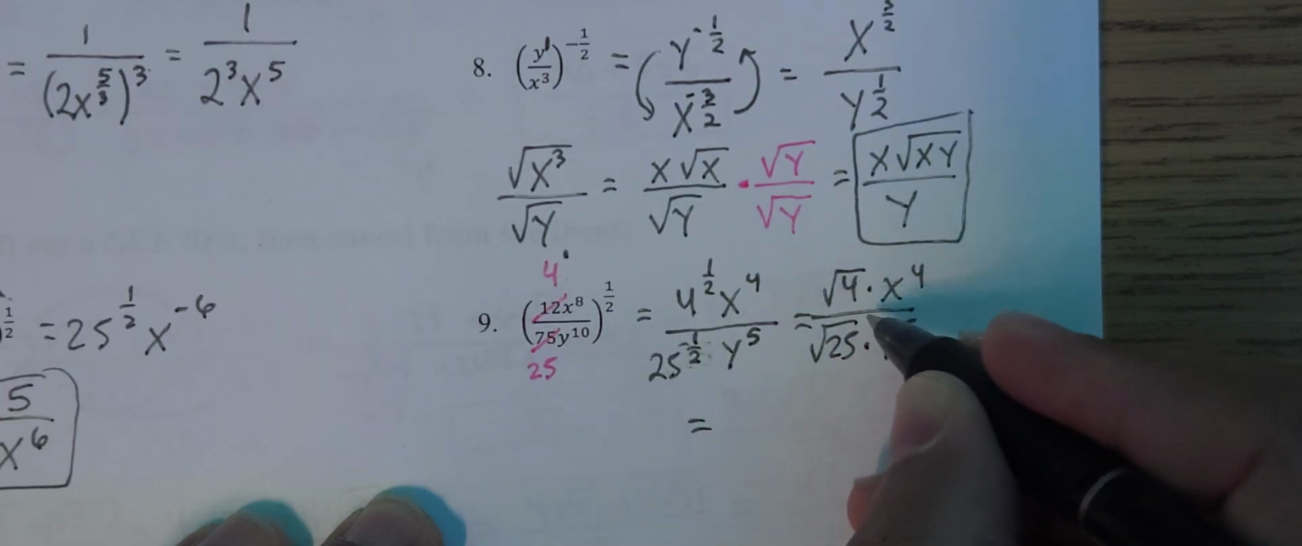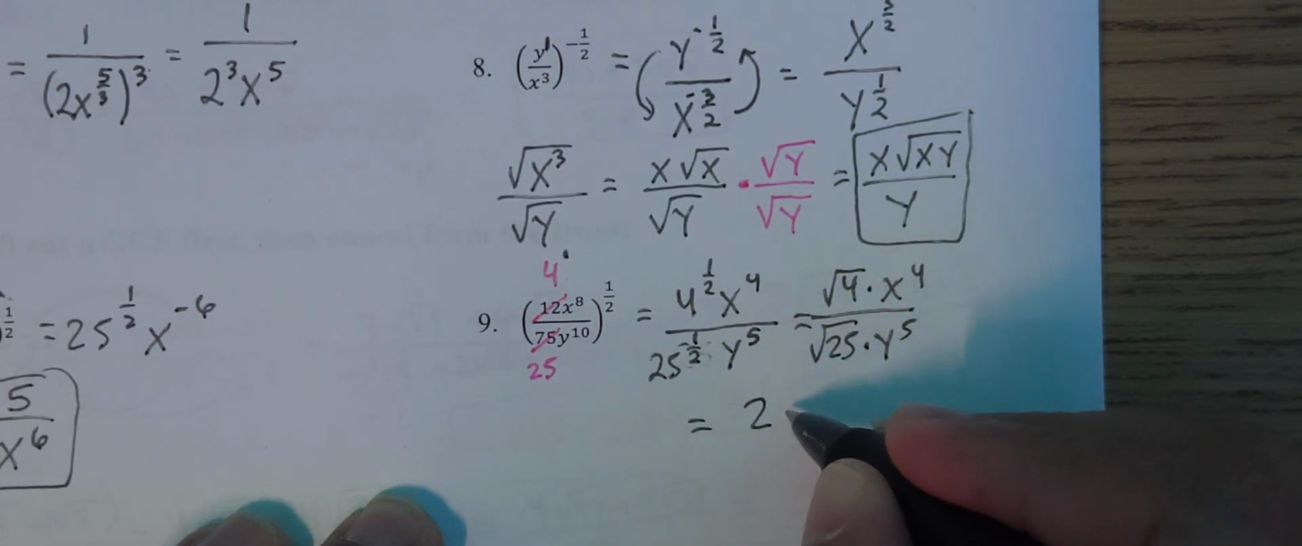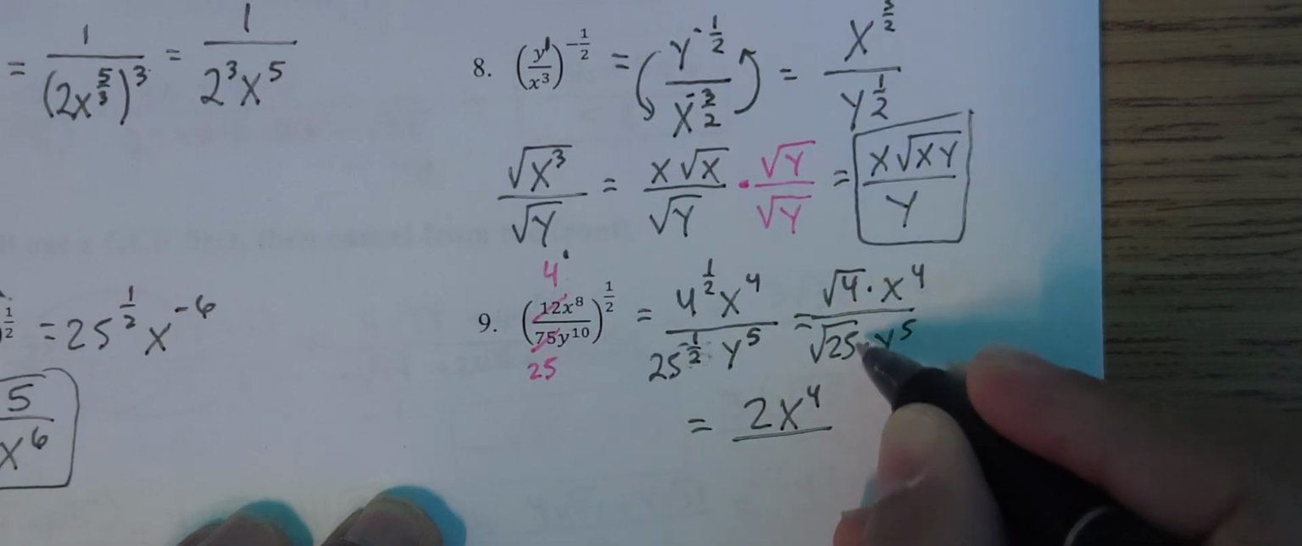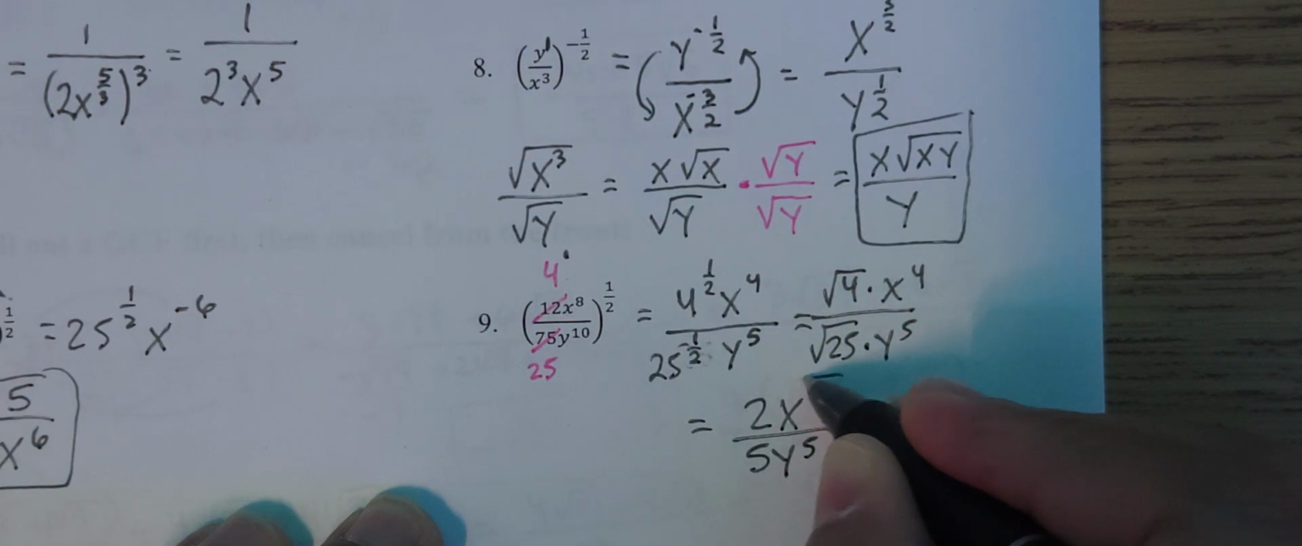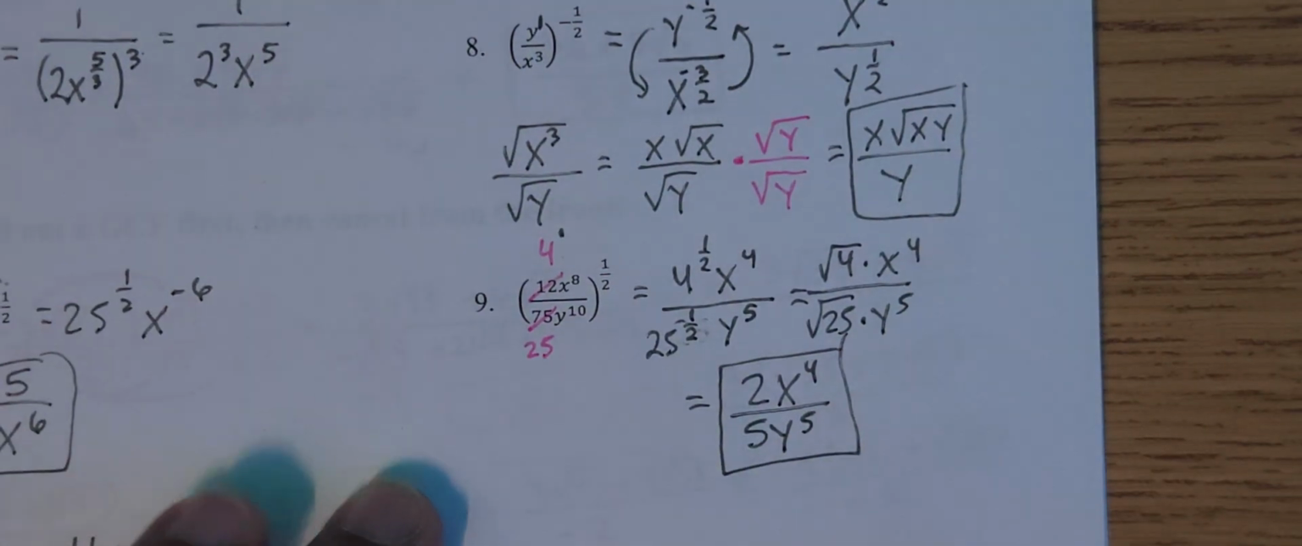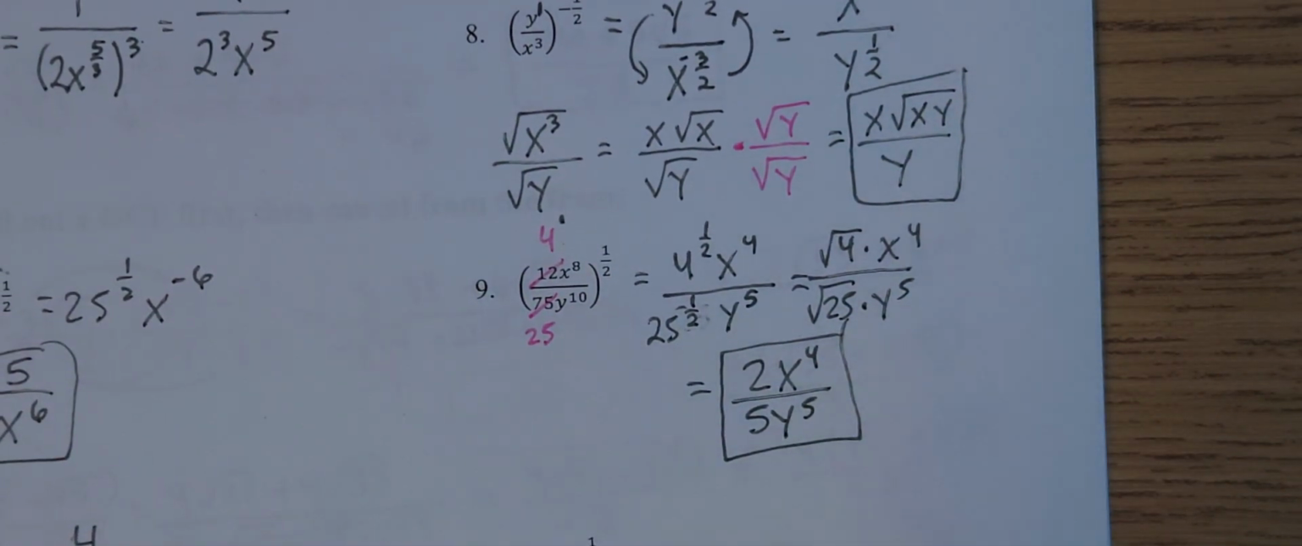Okay, so then this is equal to, the square root of 4 is 2, so 2x to the 4th. The denominator, the square root of 25 is 5, so 5y to the 5th, and this is as simple as we can get with this problem. Okay, applying the properties of exponents.